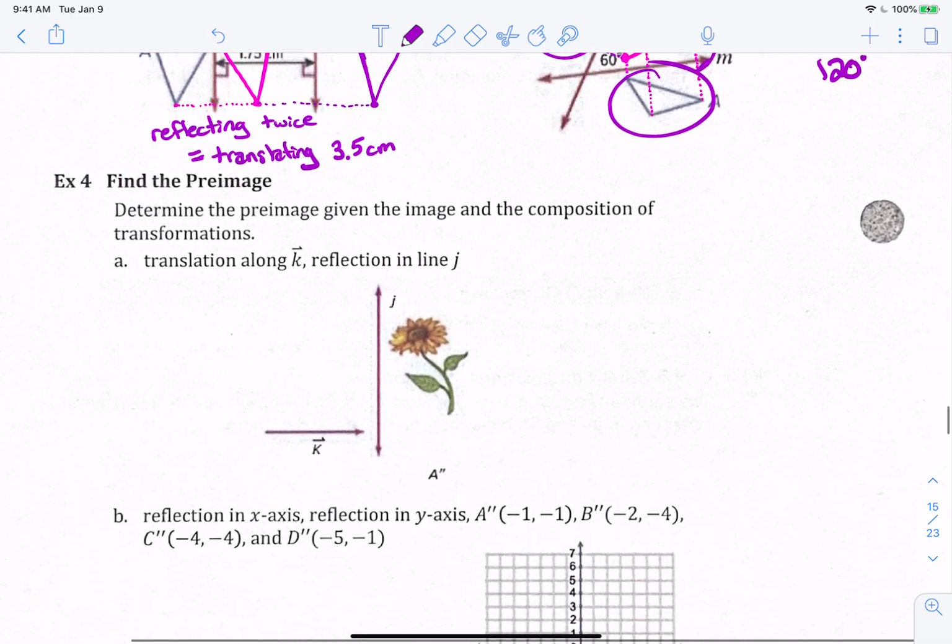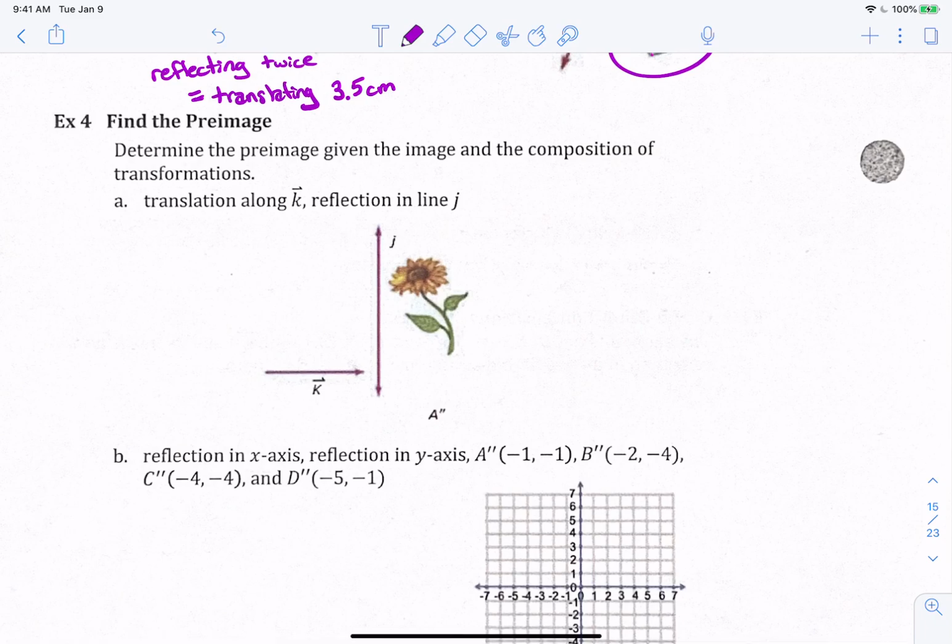Beautiful. Okay, going on down to the next one. Here is the kicker with this one. Determine the pre-image given the image. They are saying that this is my ending place. That's the ending image. So we've got to work backwards to get back to the beginning. They're translating it along vector K, which means they're shifting it to the right, and then they're reflecting it across this line. So we are going to do the opposite. We're going to reflect it first and then shift it back.